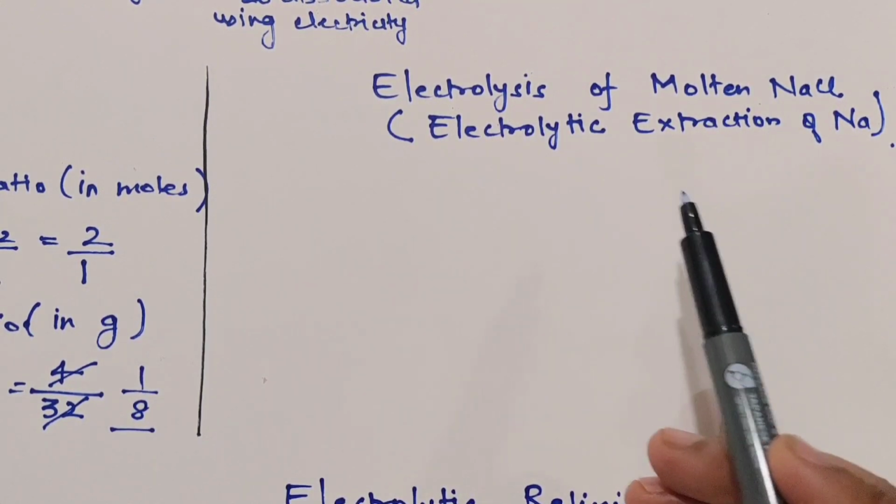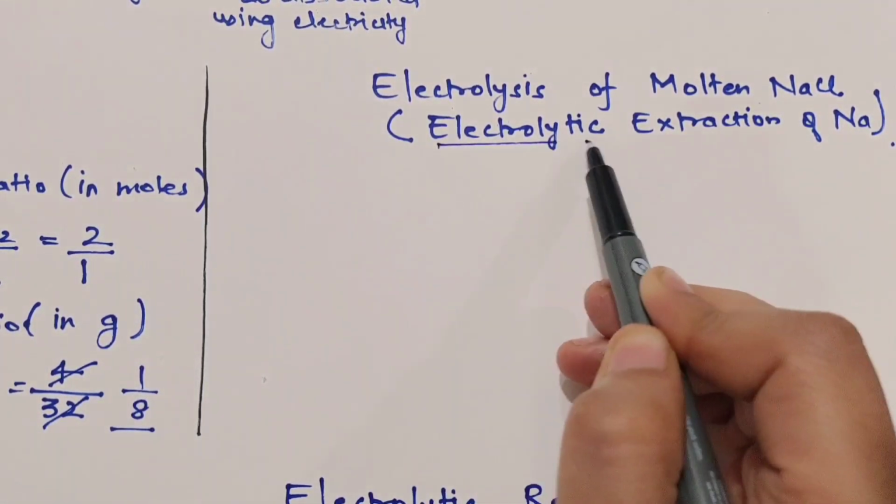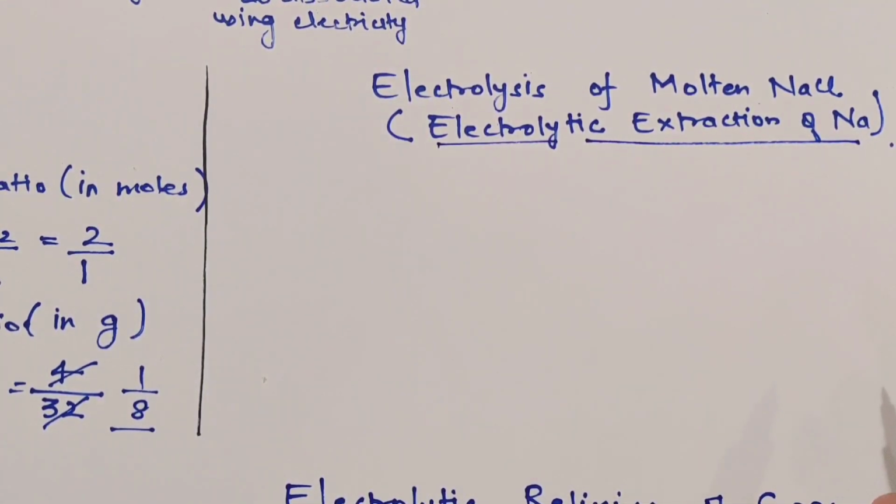Now this method is also an extraction method for sodium. Sodium, as we know, is a very reactive metal, and like any other reactive metal, it does not exist as a pure metal. It exists as compounds. So highly reactive metals are extracted from their compounds using electrolytic extraction. So that is what we are going to see here.